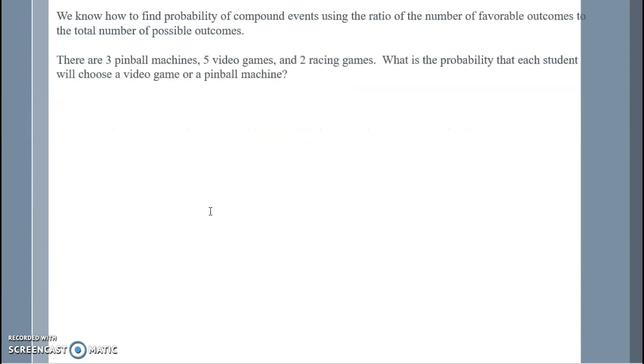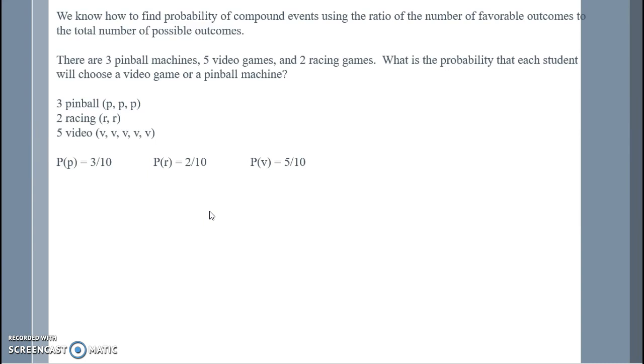There are 3 pinball machines, 5 video games, and 2 racing games. What is the probability that each student will choose a video game or a pinball machine? So if there are 3 pinballs, let's represent that by PPP, and racing is RR, and 5 video games, so VVVVV. So the probability of choosing the pinball is 3 out of 10 since there are 10 total options.